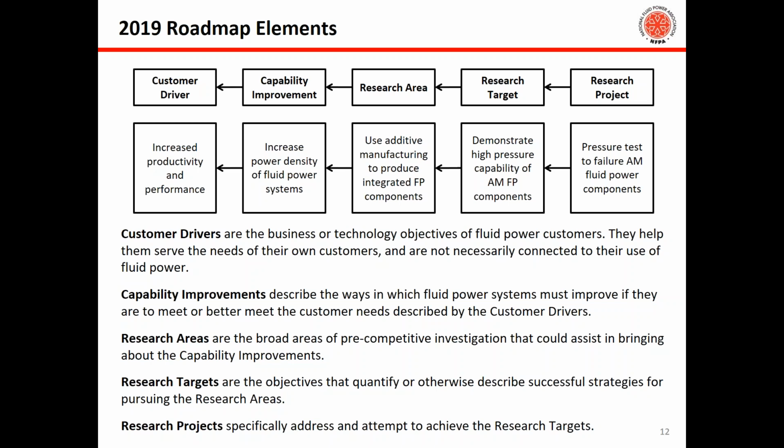In order to use additive manufacturing to make viable integrated components, we essentially need to prove that the additive materials that we're using can withstand the pressures associated with working fluid power systems. So that would be a target that we would recommend researchers focus on in order to work within the research area that we've defined. And then finally, the last step in the roadmap, for each of the research targets, we will attempt to track aligned research projects that we know are going on pre-competitively in the field.